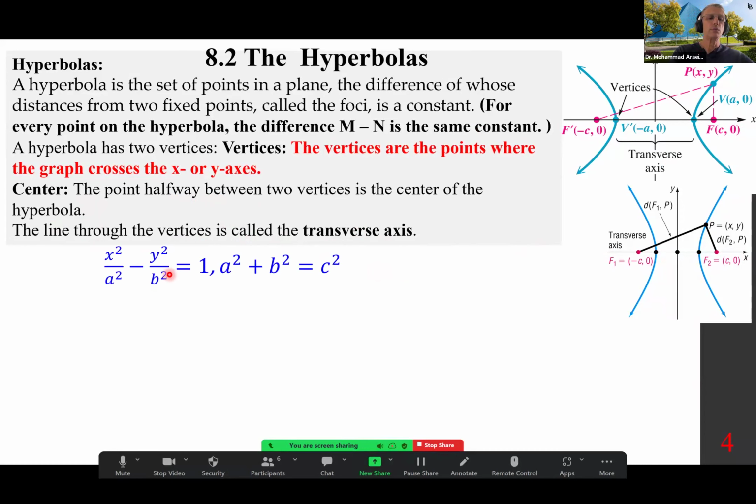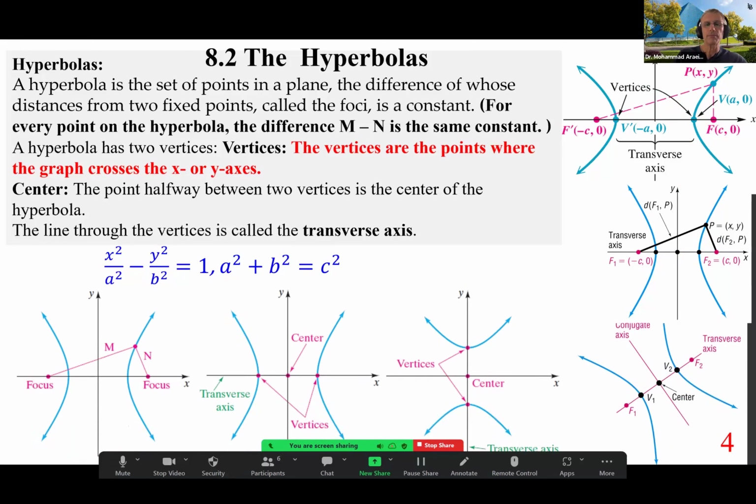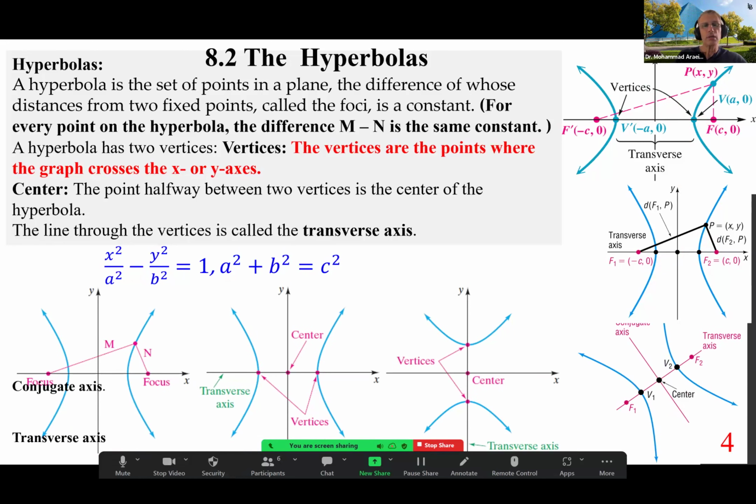X squared over a squared minus y squared over b squared equals 1. It's similar to the equation of an ellipse, but we have a negative here. And in this case, c, this distance, is larger than a, which is this distance, and b, which is this distance. And therefore, it will always be a squared plus b squared equals c squared, whether it opens sideways or up and down.